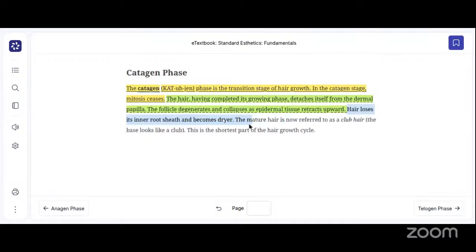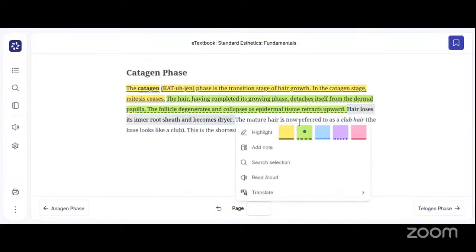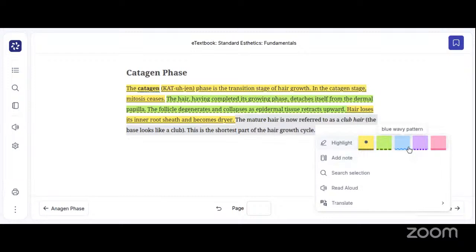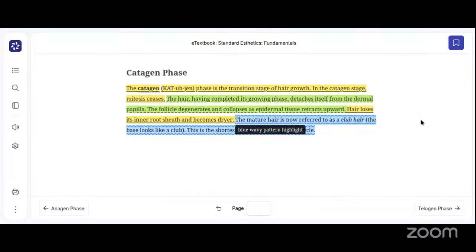The hair gets drier. It's going to lose that inner sheath and prepare to fall out. The mature hair is now referred to as club hair. Okay, it looks like a club. Catagen is the shortest part of the hair growth.